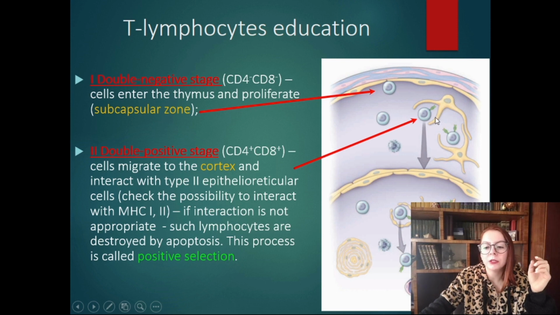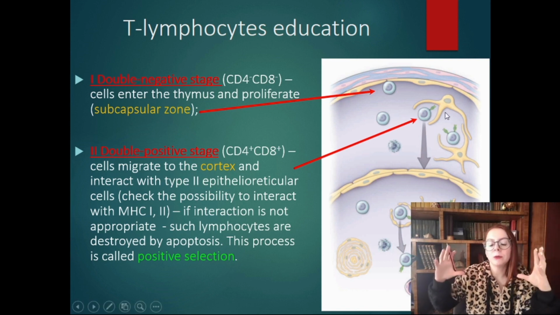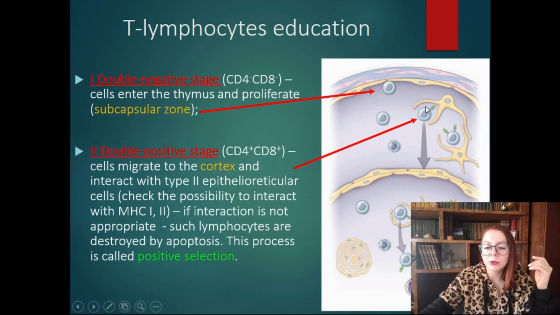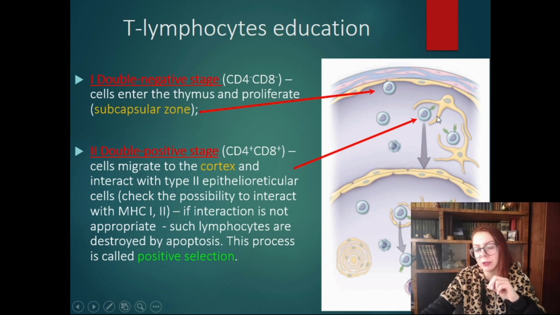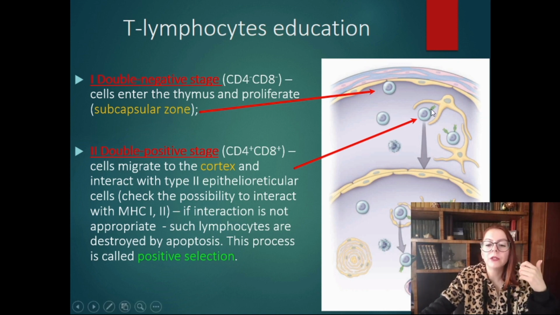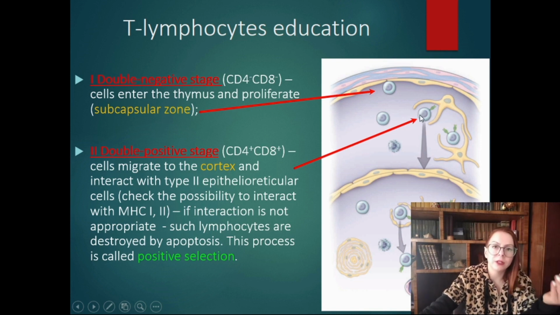You remember that here, epithelial reticular cells type 2 are present. They contact one another with the help of desmosomes. They create a three-dimensional scaffold, and they interact with those lymphocytes, and they expose both MHC type 1 and MHC type 2, both receptors on their surface. And here, CD4 receptors interact with MHC type 2. CD8 receptors interact with MHC type 1. And as a result, if this interaction is proper, then such lymphocytes survive.